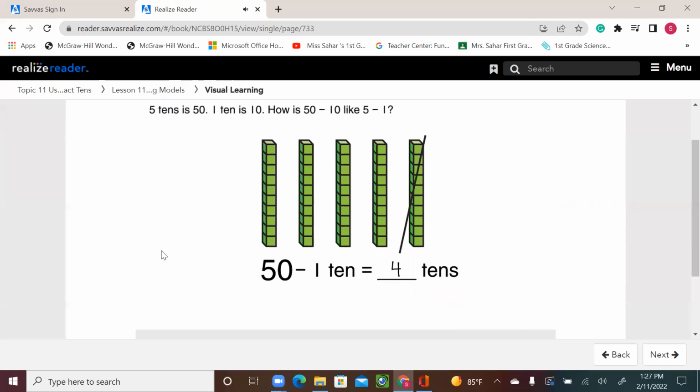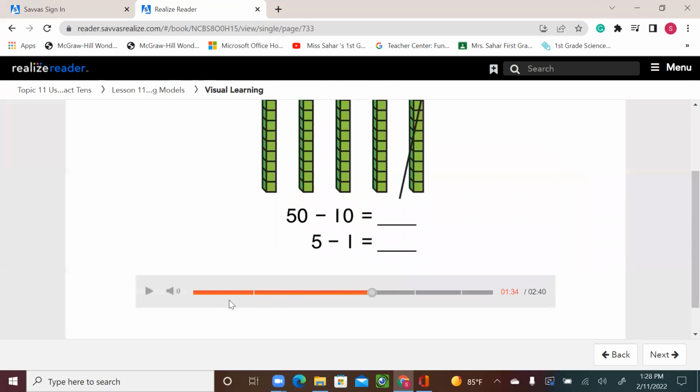5 tens is 50. 1 ten is 10. How is 50 minus 10 like 5 minus 1? So as we know, 5 minus 1 equals 4. So 50 minus 10 equals 40. I have 5 tens. Each one is 10. So 10, 20, 30, 40, 50. Take away 1. So 10, 20, 30, 40. So 50 minus 10 equals 40.